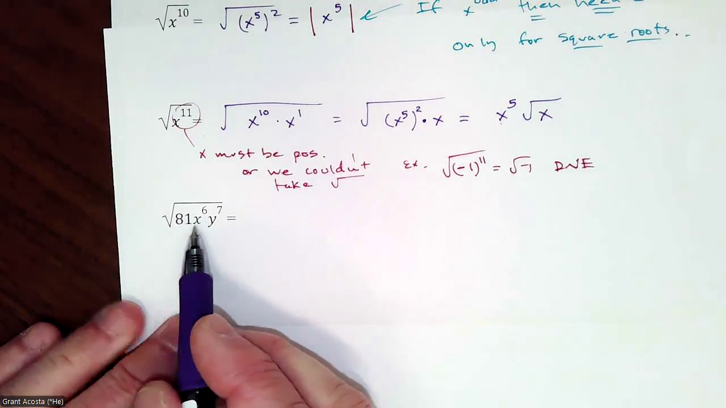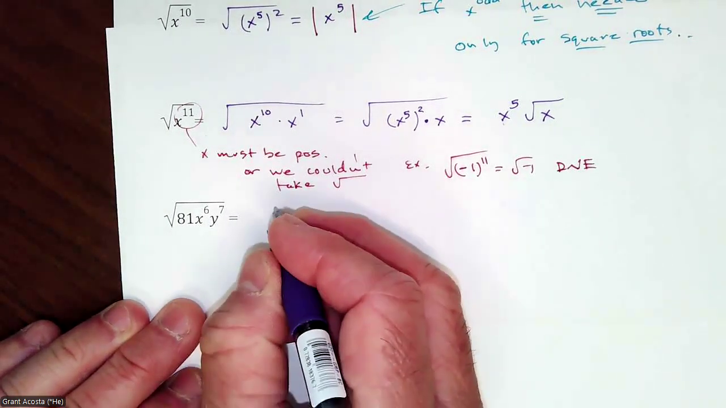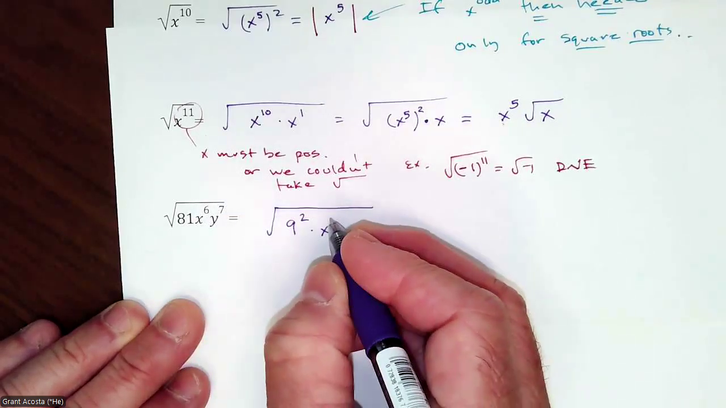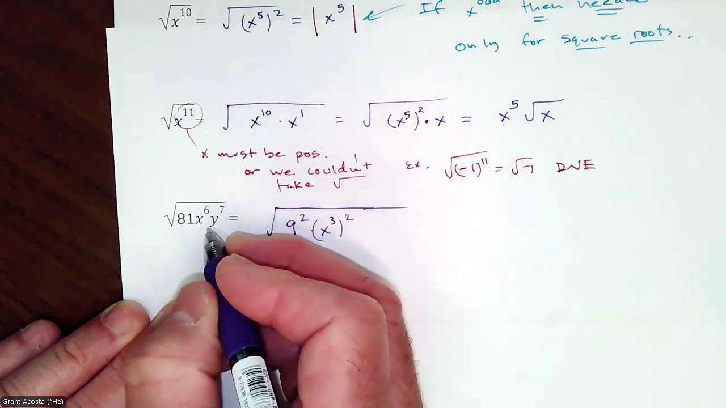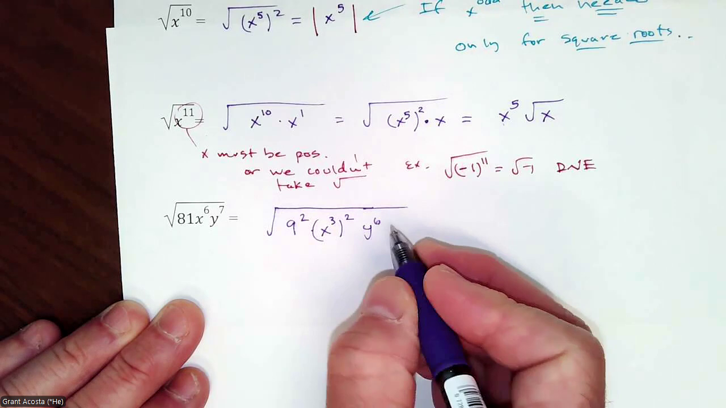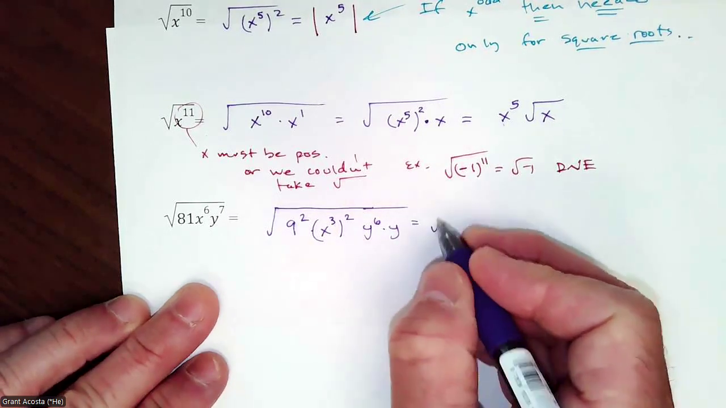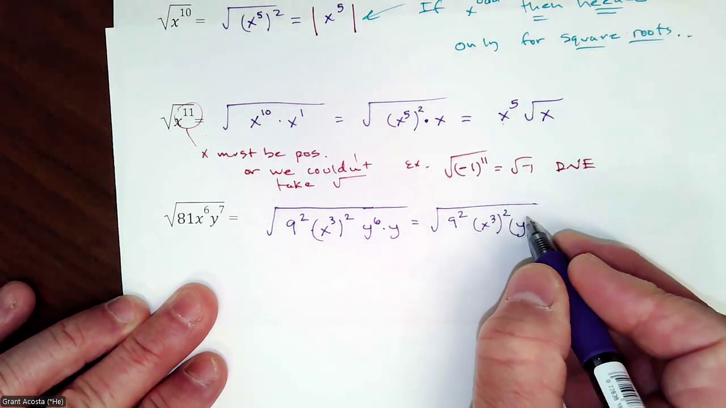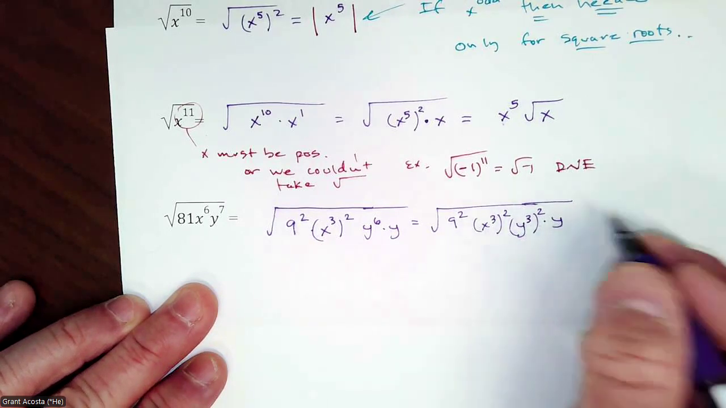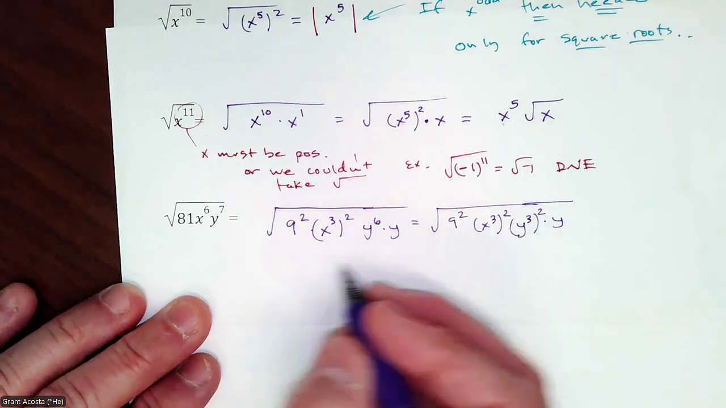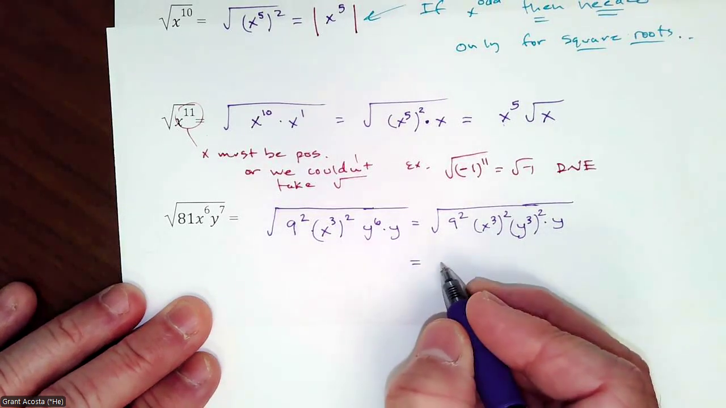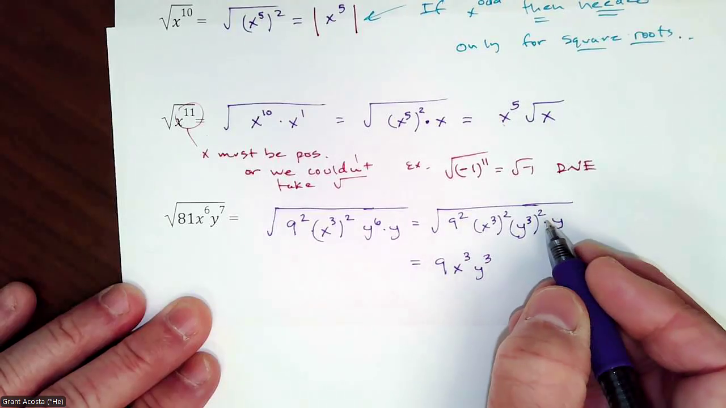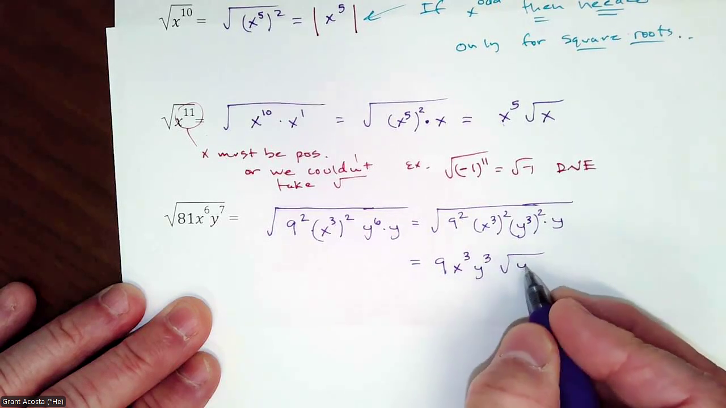So, okay, let's go with this one. Square root of 81, x to the 6, y to the 7th. Now we've got multiple things in there. 81 is 9 squared. x to the 6th is x cubed squared. And what I'm going to do with the y to the 7th is break that up as y to the 6th times y, because y to the 6th is y cubed squared as well, and I have an extra y. And so the way it works is anything inside that is squared can come out. So that's 9x cubed y cubed. And anything that's not a perfect square, like that y, has to stay inside.